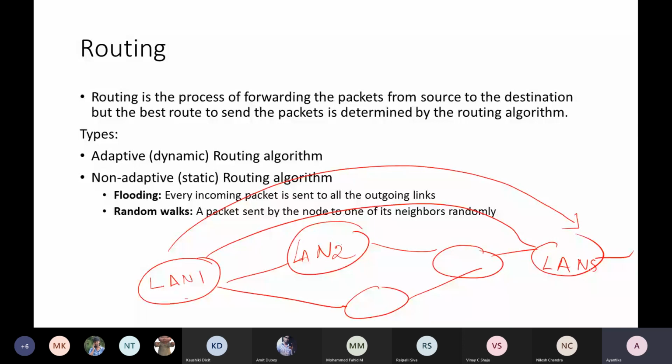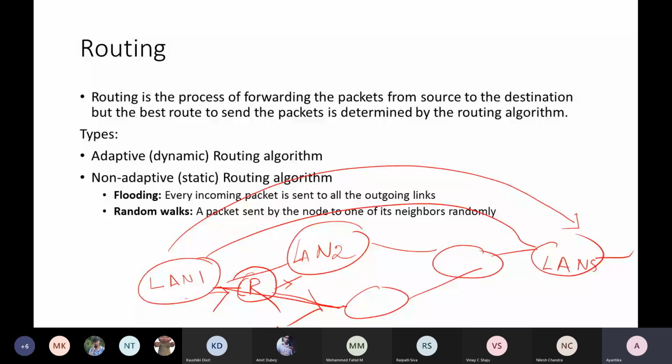That means your LAN is actually connected to a router, and in between, this router is running some algorithm and storing some table that will give you the idea whether the data coming from this LAN will go to this path or to this path. Now that defines your routing algorithm or routing protocol.